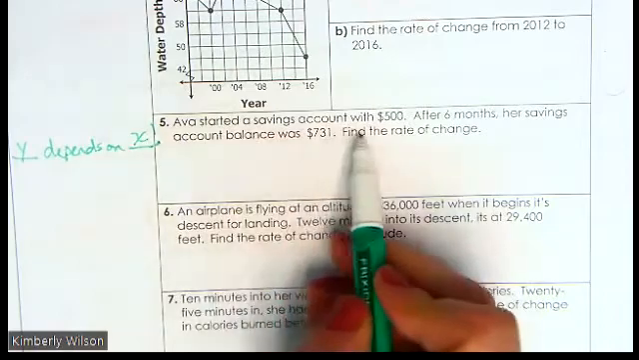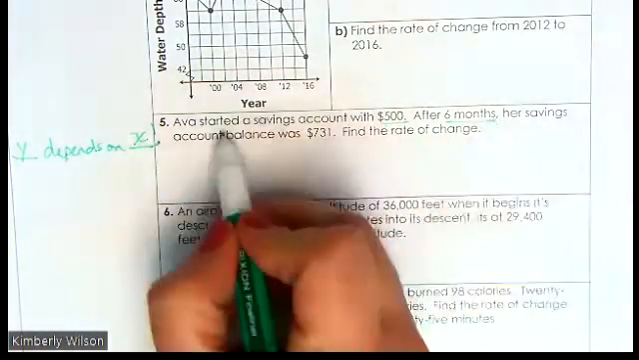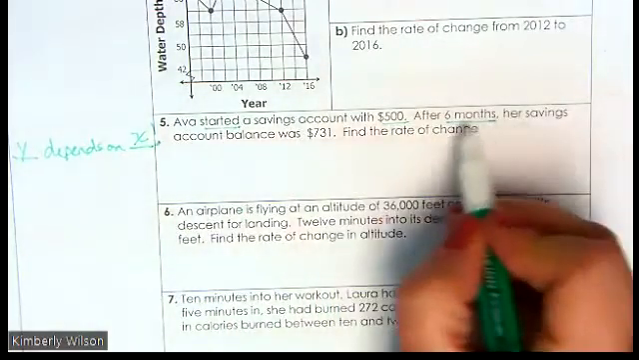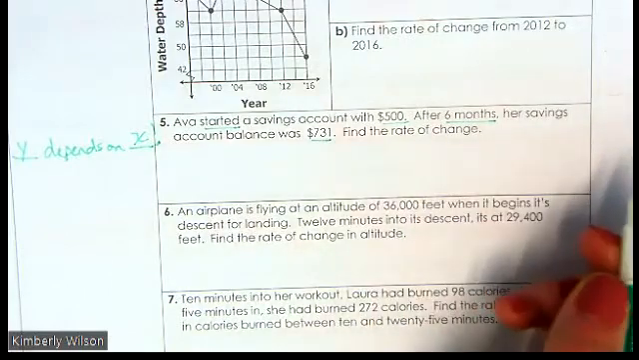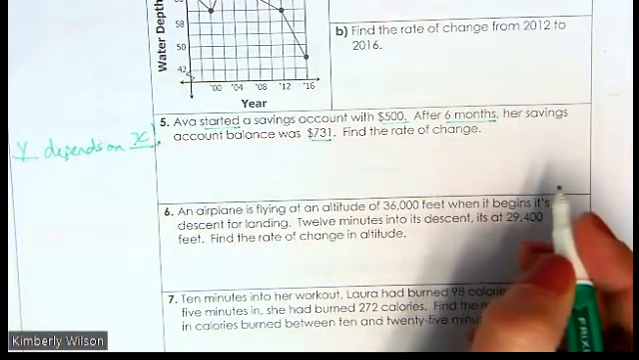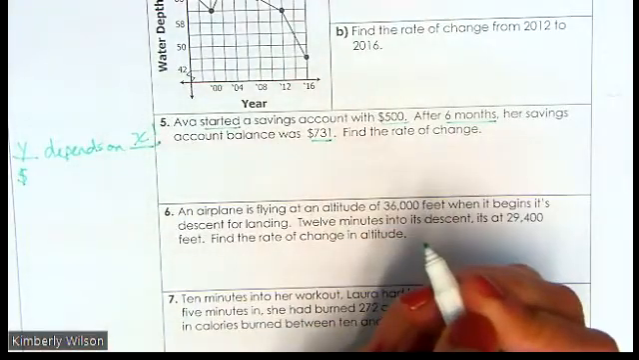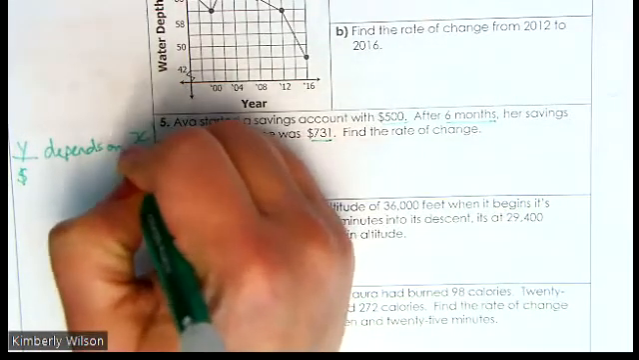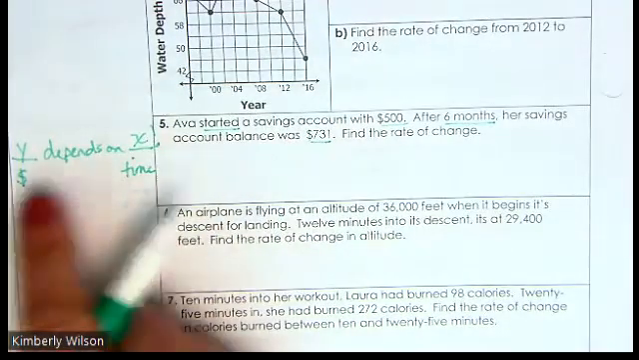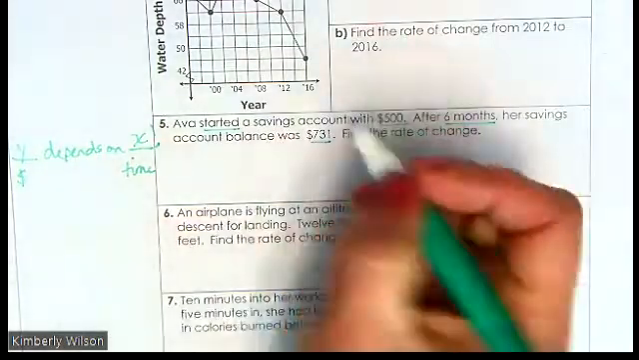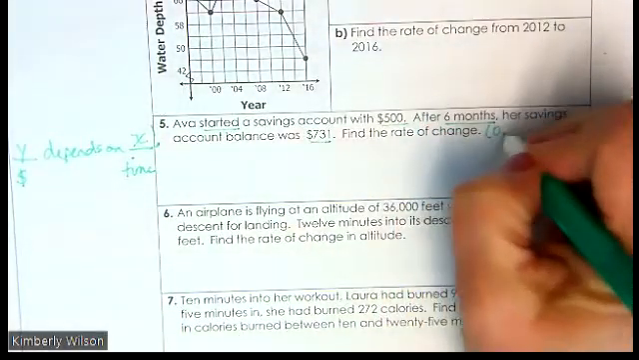So Ava started a savings account with $500. After 6 months, her savings account was 731. Find the rate of change. So when I'm looking at this, the money depends on the time. How much money is in the account depends on the time. So therefore, when it started, that means there's 0 time that took place. So we would have 0, comma, 500.